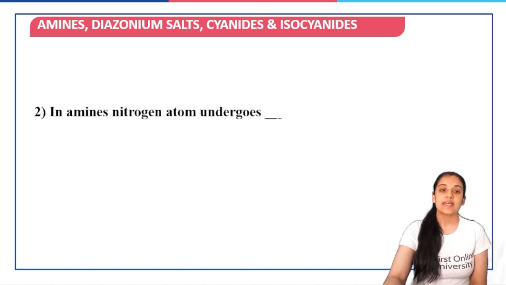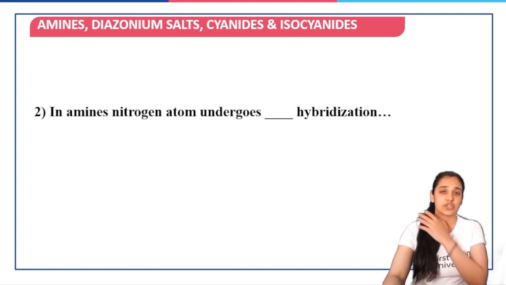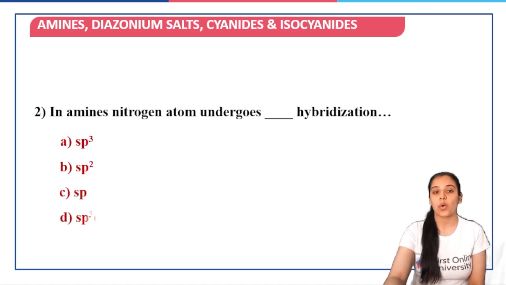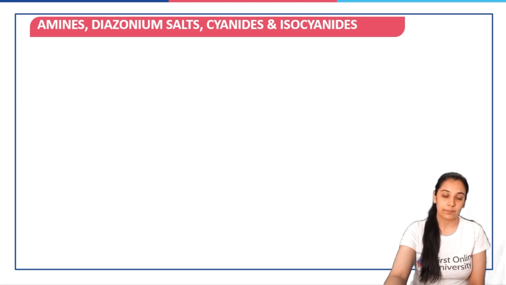The next question is, in amines, the nitrogen atom undergoes which hybridization? Again, this is very simple. We know that the nitrogen atom has sp3 hybridization. So option A is the right answer again.